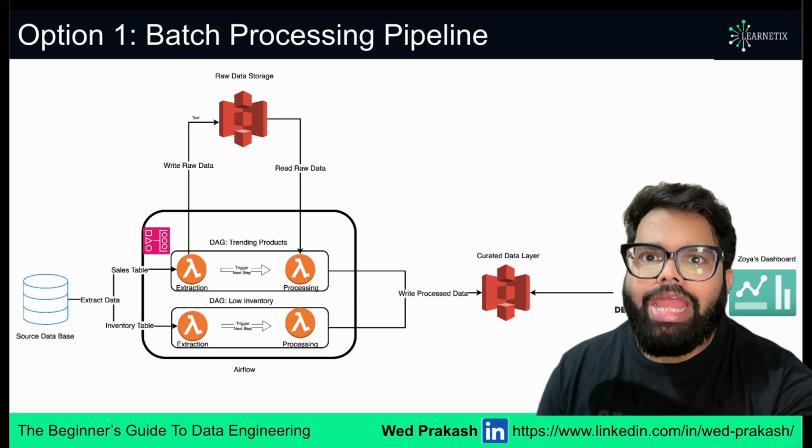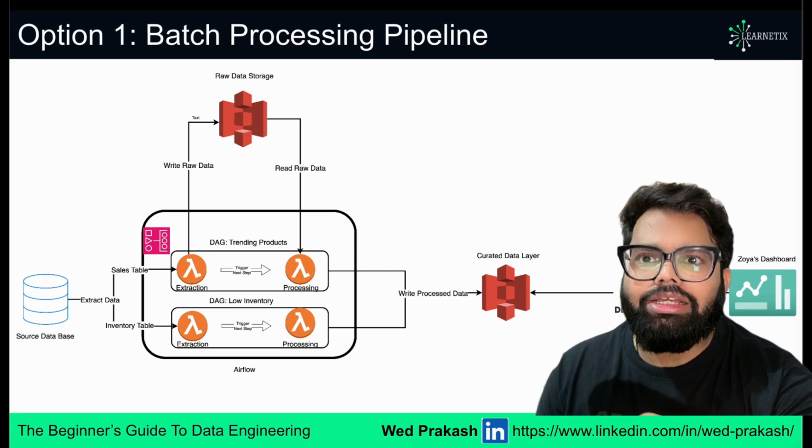Alright, let's build the batch pipeline for Zoya's second and third requirements, showing low inventory products and trending products. And we'll do it the way many real world teams get started, keeping it simple, practical, and easy to understand. As usual, we will start from step 1, data extraction. We will write two small Python scripts. These scripts will connect to the application database, run some queries, and push the raw output into the landing zone, like a folder in S3, in JSON format.